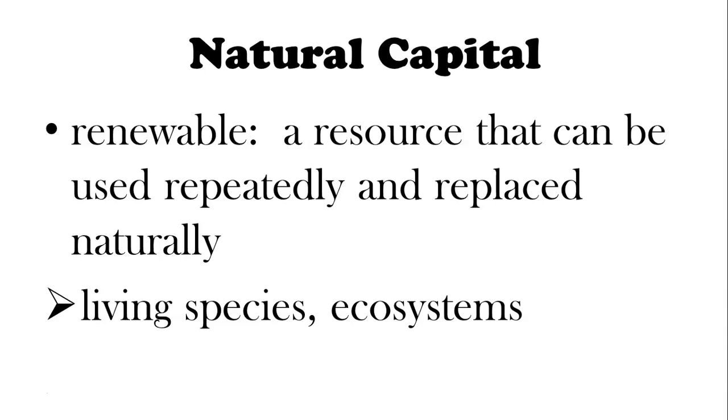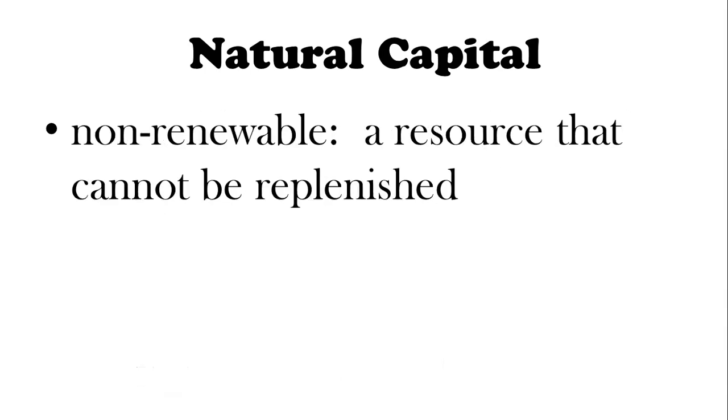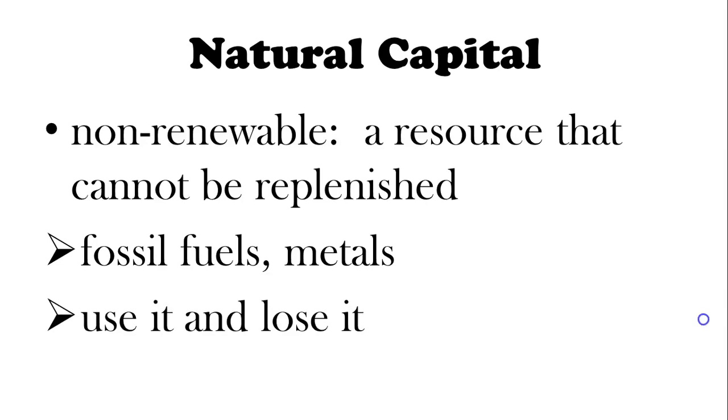So a renewable source would be a resource that can be used repeatedly and replaced naturally. Some examples are living species of organisms on the earth, or entire ecosystems can be considered renewable natural resources. A good way to think of these resources is that they're self-producing and self-maintaining. They're used in a way that doesn't deplete them. Non-renewable natural resources are resources that cannot be replenished. For example, fossil fuels, metals. Once you use it, you lose it, and it's gone forever.